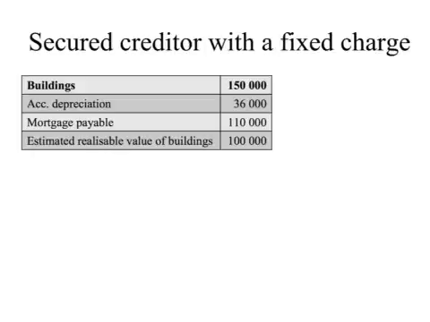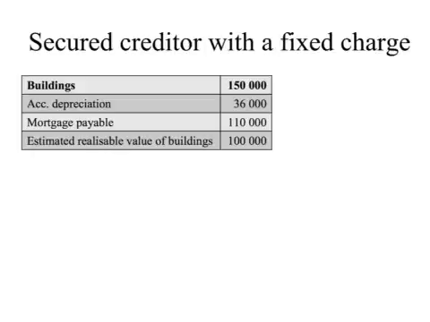So, for example, if buildings are given as security to a mortgage holder, that mortgage holder has a specific charge to those buildings. Now, if a creditor has a fixed charge or a specific charge on a specific asset item, the control of that asset rests with the secured creditor. So in a liquidation process, the liquidator has no control over that specific asset item.